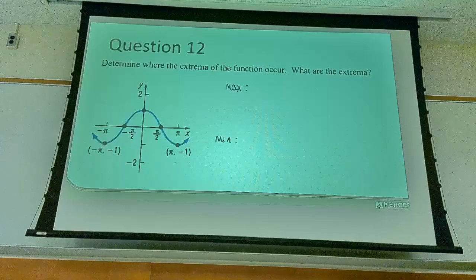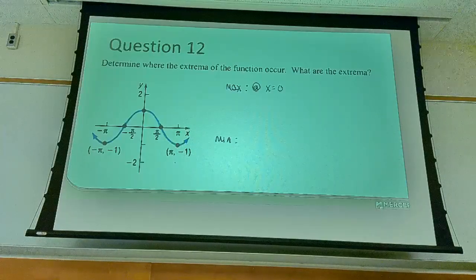What about here? The maximum is at 0. And what is the value? Oh, we don't know. I guess we could say 1. It looks like 1. It's not actually labeled, so I can't say for certain that it is. Remember, you can't assume it's drawn to scale.